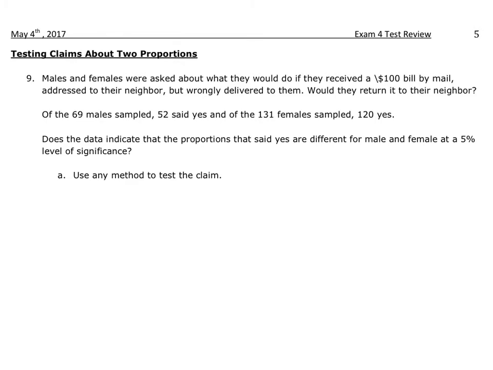So, first thing I have to identify is that we are dealing with proportions here. It's talking about 69 samples, 52 said yes. That is a success out of total. 69 is total, 52 is the successes. 131 female sampled, 120 yes. That's screaming proportion to you, and hopefully you're seeing that you've got two samples here. In this case, I'm going to call my males sample 1, and I'm going to say my females are sample 2. And I'm going to go ahead and identify some of those variables that I've got here.